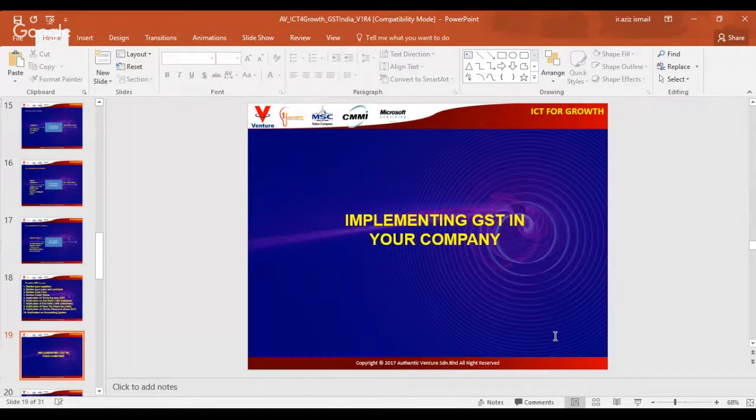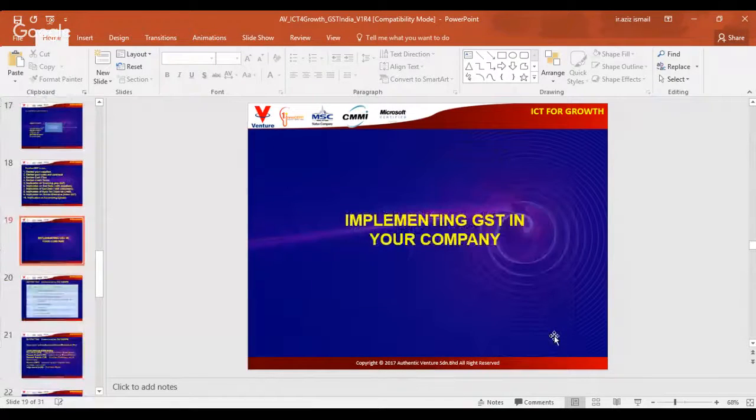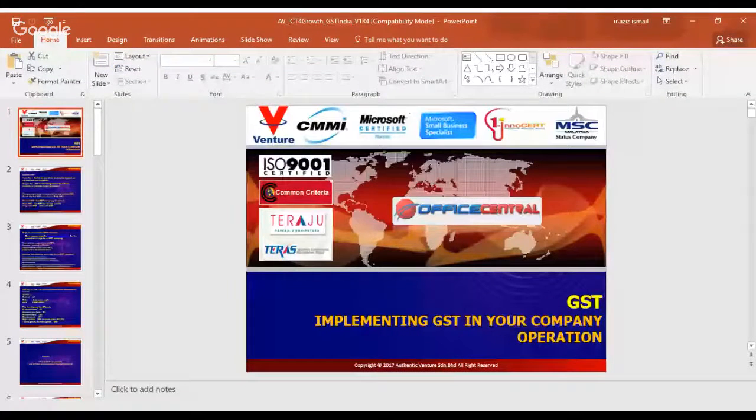So when you want to look at the implementation of the GST inside your company, you need to look at the accounting system. So in the next session, we are going to go through the accounting system. How do you implement GST in your accounting system? So we are going to stop here during this session, and we are going to go to the next session with the actual sample of how you do your GST using accounting system.